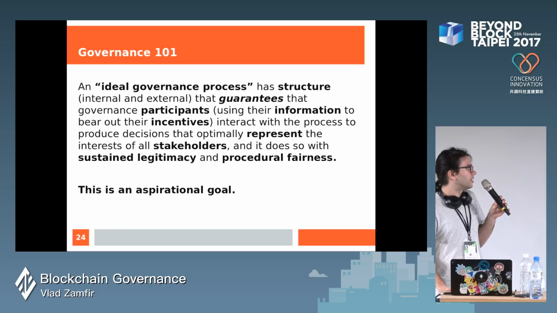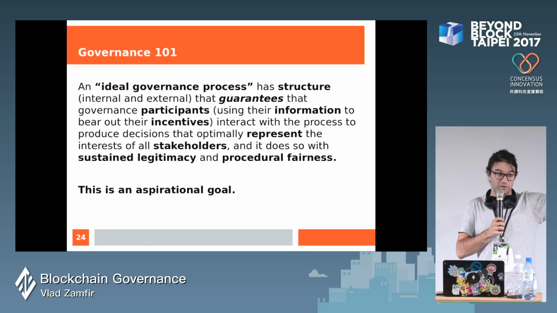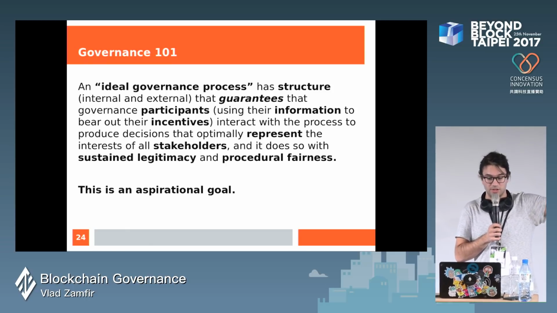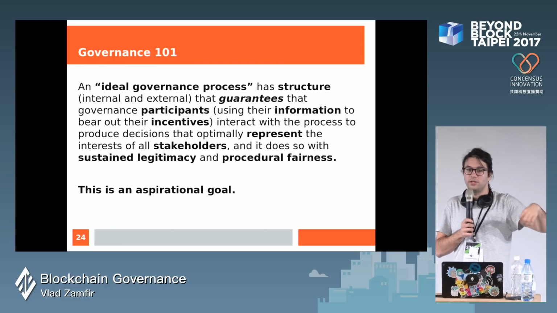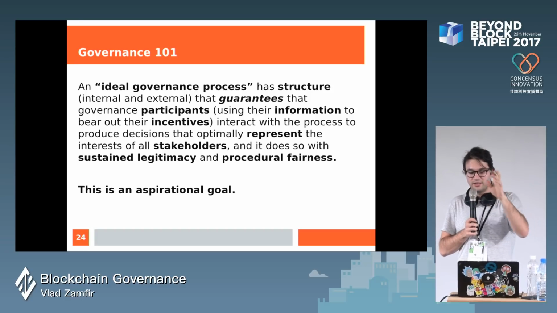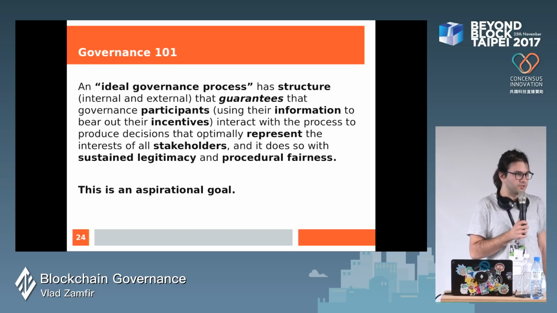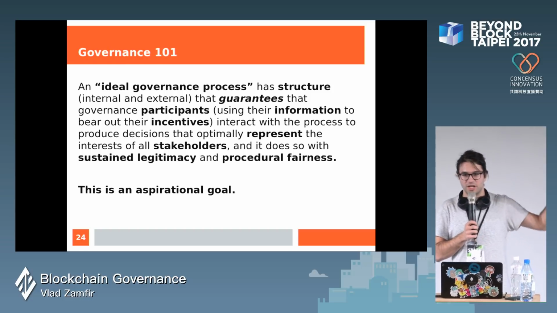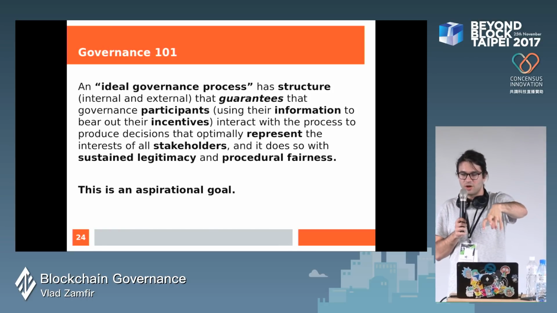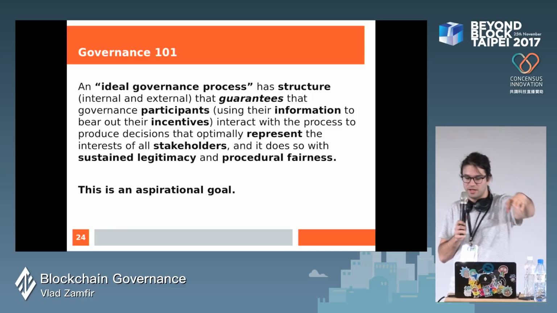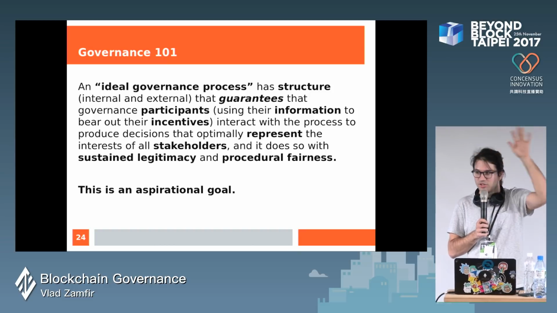So an ideal governance process has a structure which itself guarantees that participation from the participants, who have their information and bear out their incentives, will make decisions that optimally preserve the interests of all the stakeholders, and does it with sustainable legitimacy and procedural fairness. This is the idealistic governance world where the structure itself guarantees that no matter what the incentives and information of the participants are, the decisions that are made are in line with all of the stakeholders. And it's also legitimate and fair. So this is an ideal, it's aspirational.